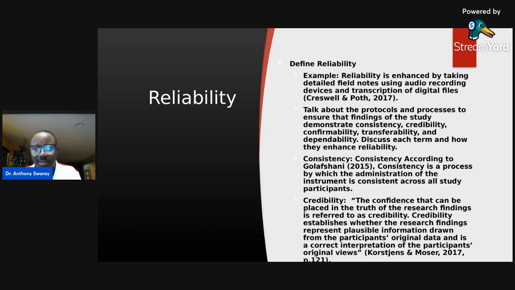So let's say consistency. According to Golafshani, 2015, consistency is a process by which the administration of the instrument is consistent across all study participants. What does that mean? Now, you have your interview guide questions, okay? And maybe you have 12 participants. The same interview guide questions that you gave to participant 1 was the same interview you gave to participant 2.